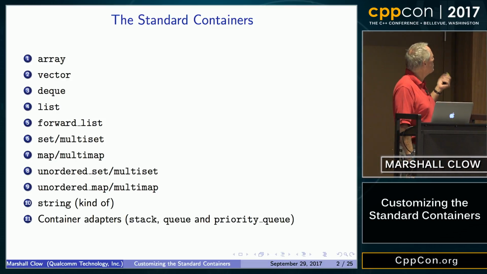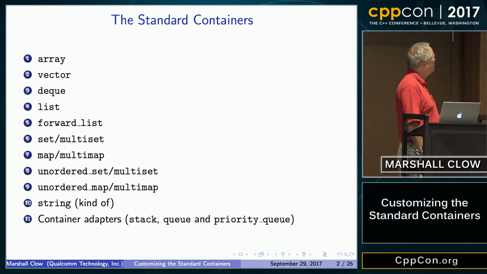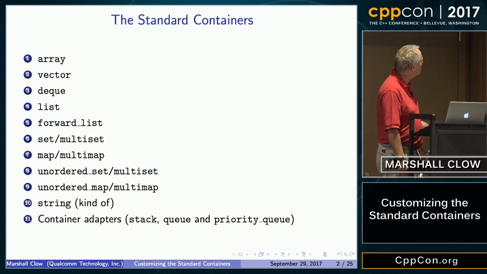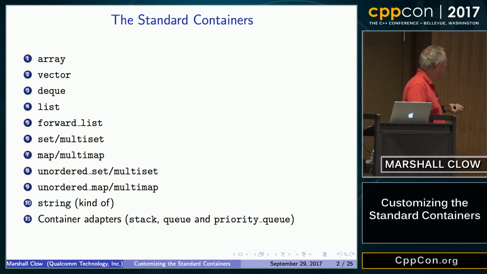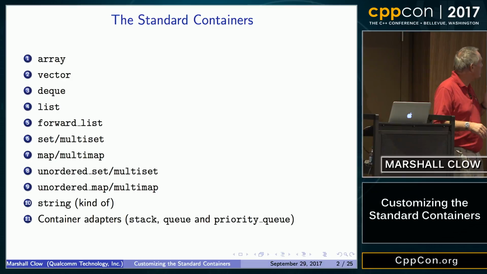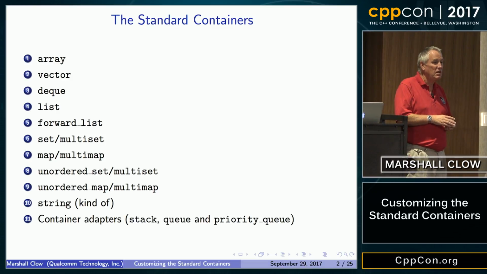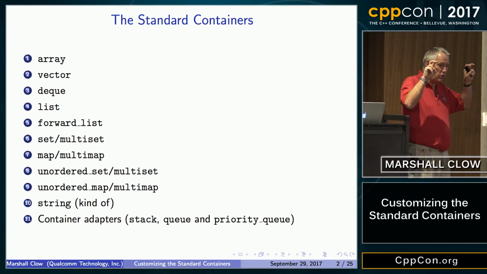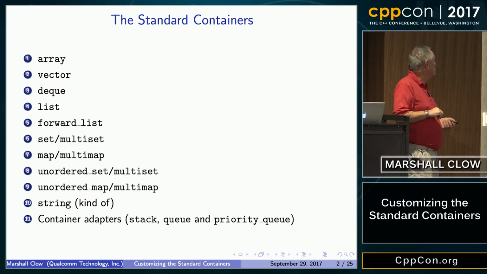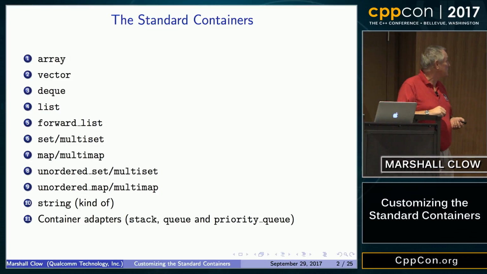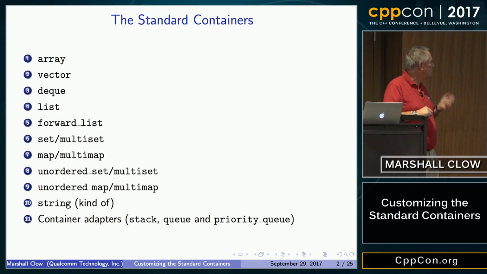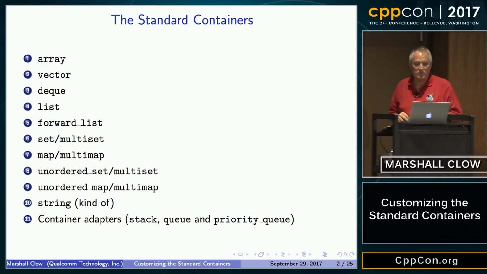These are the standard containers: array, vector, deque, list, forward list, set, multiset, map, multimap, unordered set, unordered multiset, unordered map, unordered multimap. And then string, because string behaves like a container, but it's not really. I think most of the reason string is not classified with the rest of the containers is that the rest of the containers will take arbitrary user-defined types, while string takes character-like types. They don't have to be constructed, really. And the container adapters, like I said, sit on top of other things.